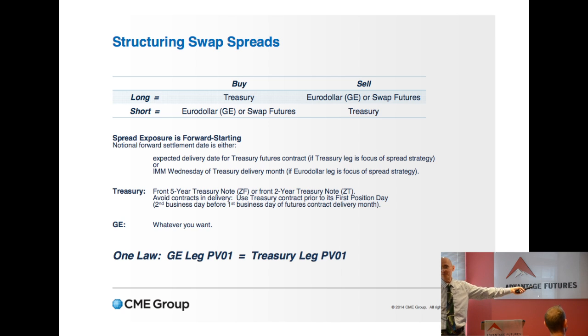The iron law. Interest rate exposure, interest rate responsiveness on both legs of the trade has to be the same. DV01s have to be equal. If you get that right, everything else falls into place.